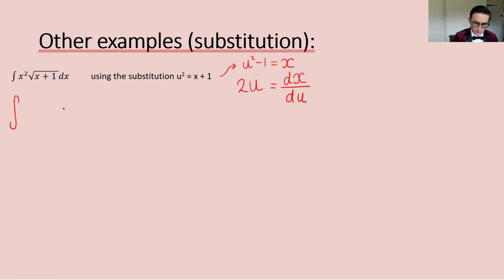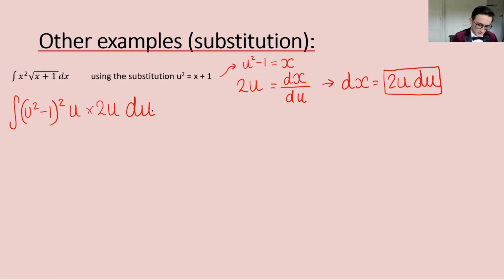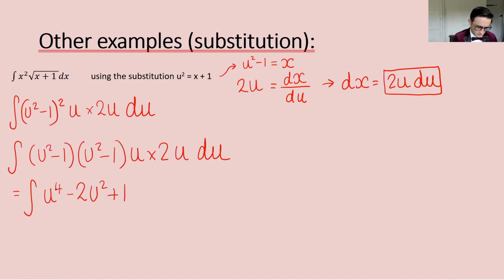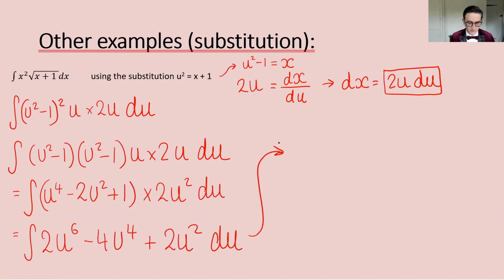Okay, let's sub all that in over here. So x squared would be the same as u squared minus 1 squared. And root x plus 1 would be the square root of u squared, which would be u. dx is equal to 2u du. So I can replace that. And then I can carry out the integration after tidying this up. Then actually integrating that.